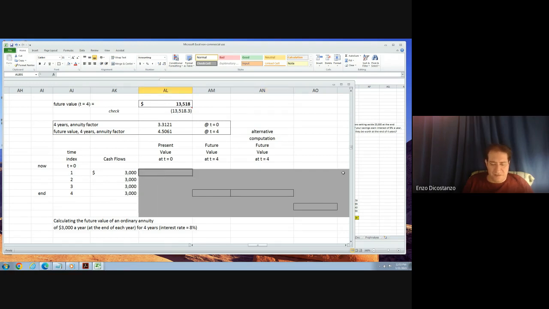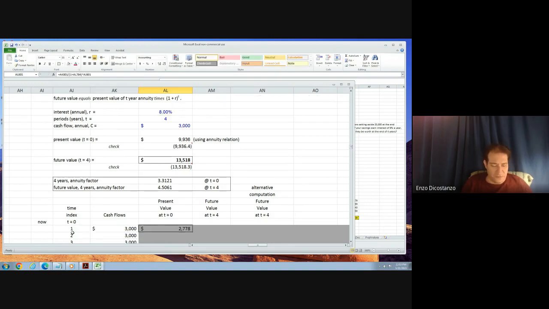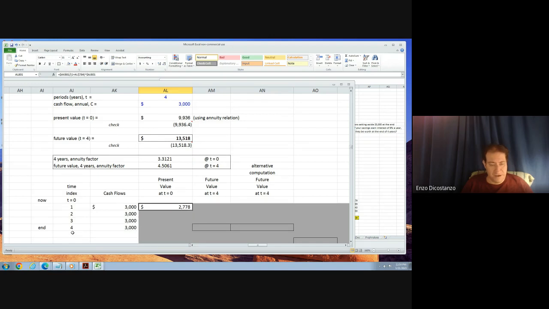So this is going to be equal to this 3,000 divided by parenthesis 1 plus 8% to the first power. So now before you copy and paste, you got to go back through this. You want to lock the row, you want to lock the column, and you want to lock this column. Then you can say copy, Alt H V formula.